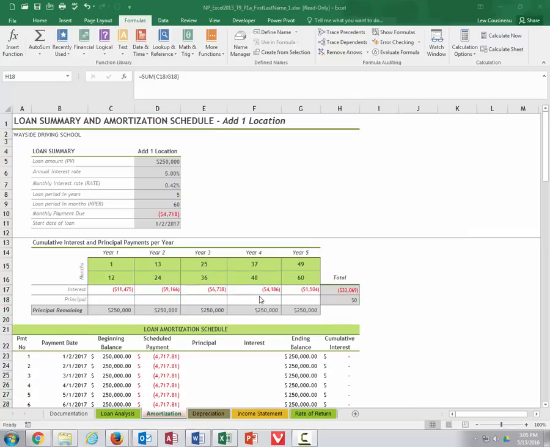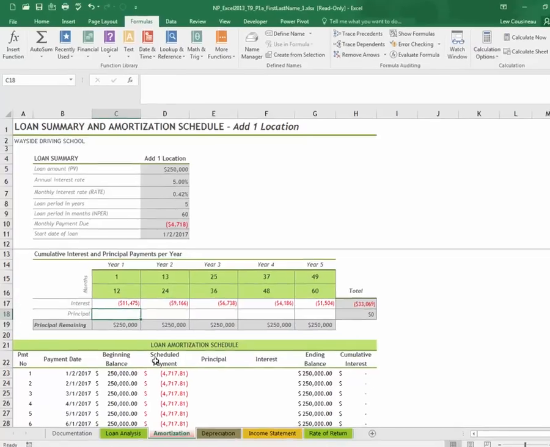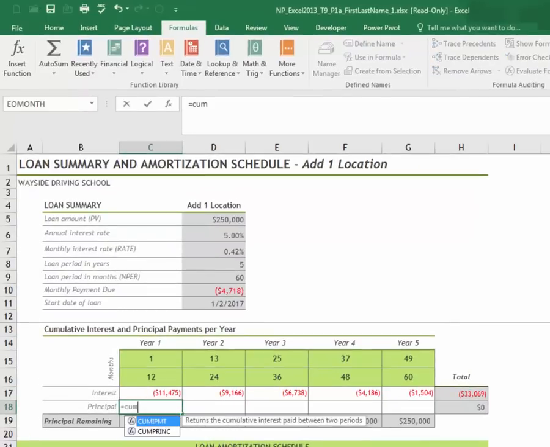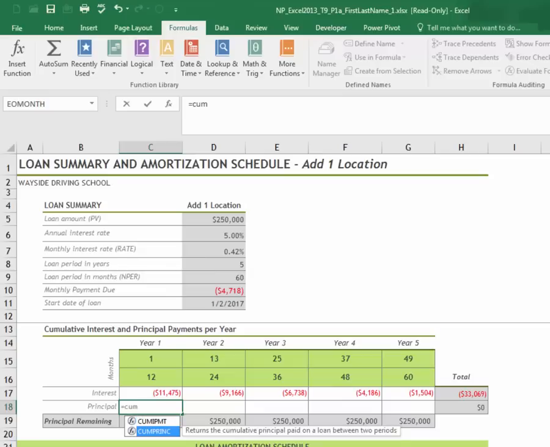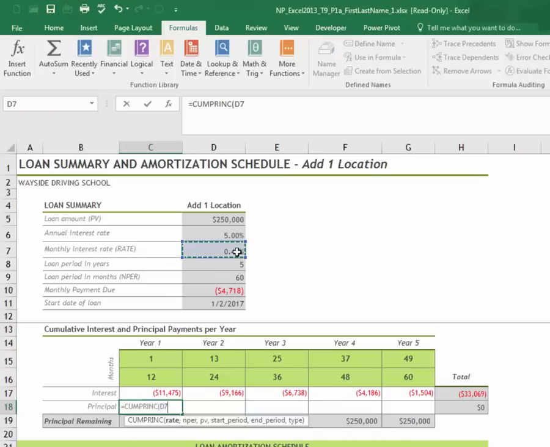In number 7, we want to do the same thing here, except it's going to be cum principal. So you type equals CUM, and not I payment, which is the interest, but it's the prince. And the rate is going to be the same, 0.42%. I will absolute it right away. The present value, or no, MPER, number of periods, is 60, which I will absolute right away. Present value is 250, which I absolute right away.